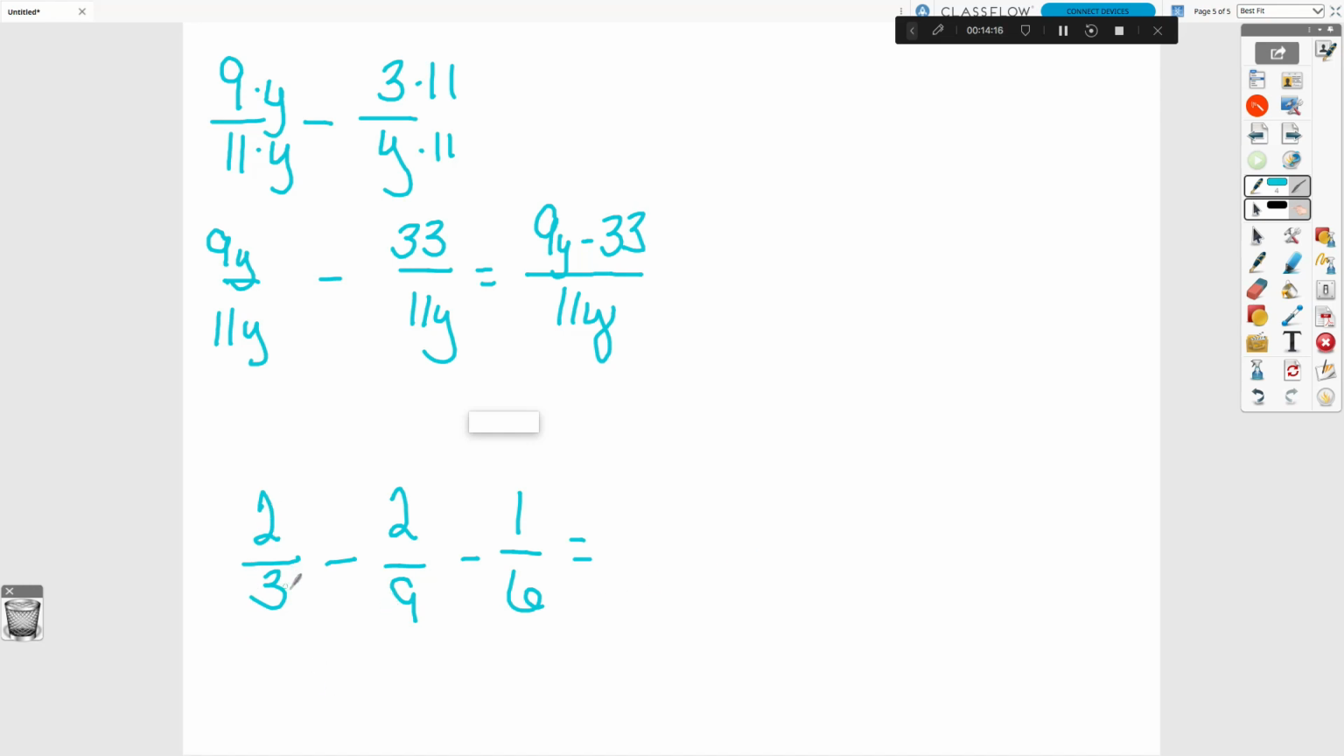In order to turn this 3 into an 18, I need to do what? Times 6. Whatever I do to the bottom, I have to do to the top. So my new first fraction is 12/18. My next fraction has a 9 on the bottom. If I want to change that to an 18, I do what? 4/18. And then finally, my last fraction is a 6. To turn that to an 18, I need to multiply by 3.